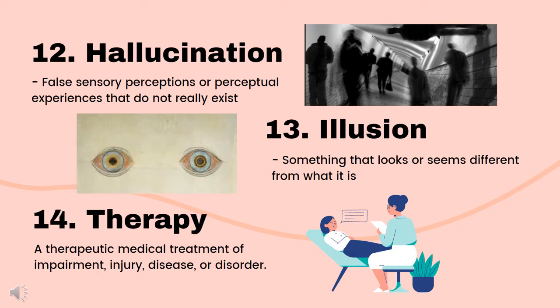Next, we have illusion, something that looks or seems different from what it is, or something that is false or not real but seems to be true or real. An example of illusion is an electric cord on the floor may appear to patients with delirium to be a snake. Another example is a child who perceives tree branches at night as if they are goblins and may be said to be having an illusion. And number 14, we have therapy, a therapeutic medical treatment of impairment, injury, disease, or disorder.